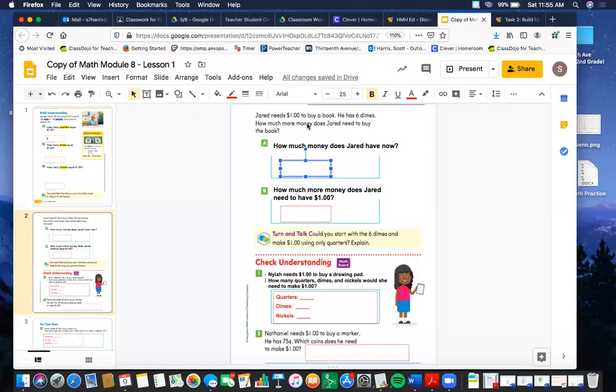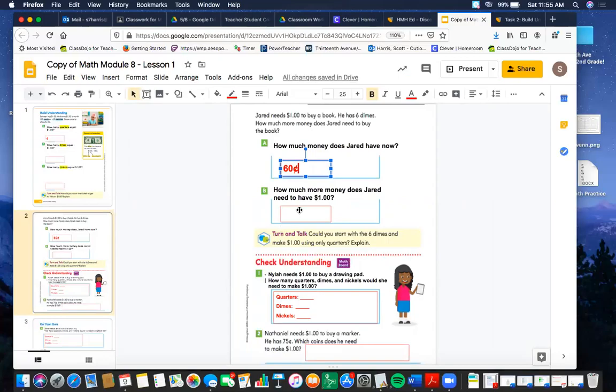Let's check that against our answer. He has 6 dimes. How much money does Jared have now? He has 60 cents. You even put the cent sign in. It's okay if you don't. If you just type it like that, that's fine too.